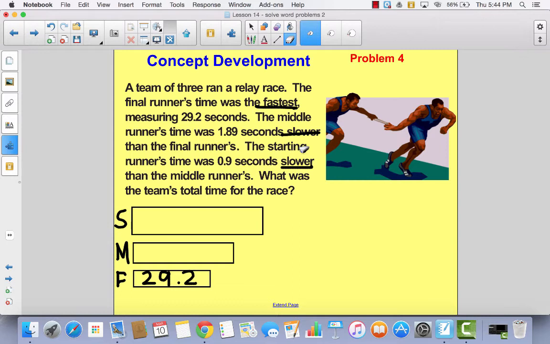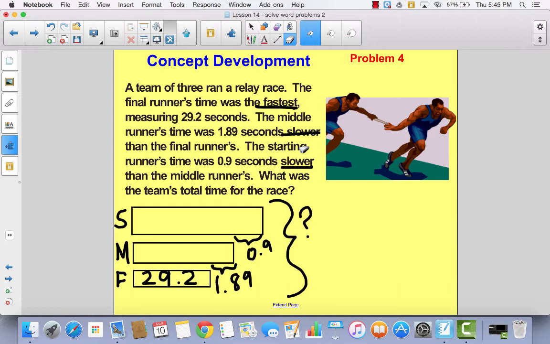So the first thing you notice is the first clue says that the middle runner's time was 1 and 89 hundredths seconds slower than the final runner's. So this distance from here to here would have to be 1 and 89 hundredths of a second. Then it said the starting runner's time was 9 tenths of a second slower than the middle runner's. So it would be 9 tenths bigger than the middle runner's. And the question is, what was the team's total time for the race?